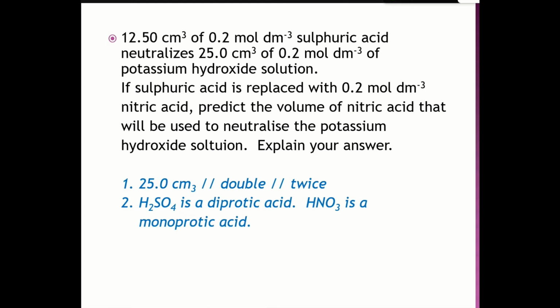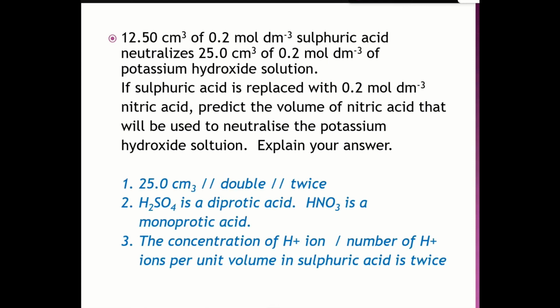Then now coming up with point number three. Why? We say that because the concentration of hydrogen ion in sulfuric acid is double that in nitric acid. But some of them would like to write: because the number of hydrogen ions in sulfuric acid is twice or double that in nitric acid. If they only mention number of hydrogen ions, that is not acceptable here, because the keyword is mainly concentration. So they need to mention number of hydrogen ions per unit volume. That will be similar in meaning to concentration of hydrogen ion. So they can come up with a very short answer: concentration of hydrogen ion, or the number of hydrogen ions per unit volume.